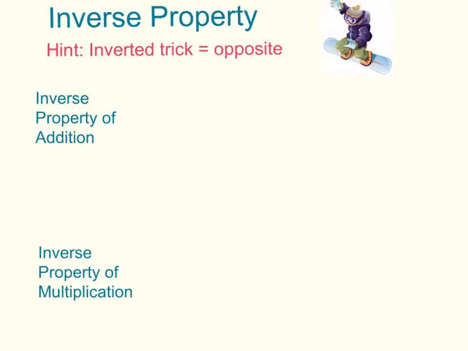The fourth property on the list is the inverse property. So when I see the word inverse, I think of an inverted trick of snowboarding. Do you know what that means? A lot of people snowboard with their left foot forward. However, you can do a trick, so you go off a jump, you do some sort of trick, and you land with your opposite foot forward. So opposite, inverted, inverse. So we want to think about opposite of addition and opposite of multiplication.